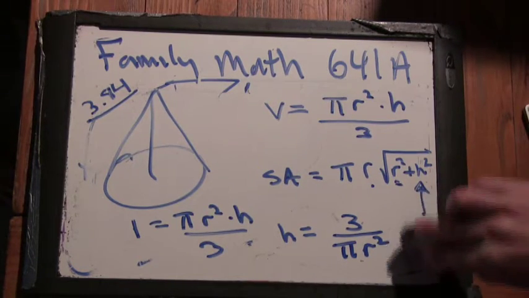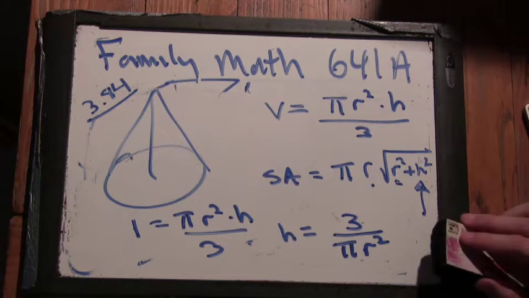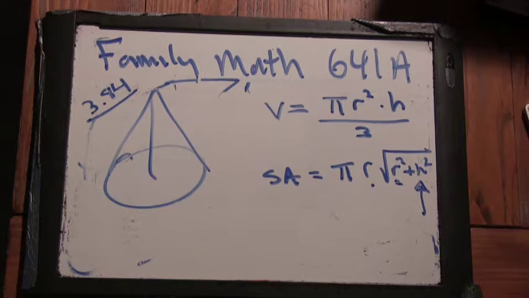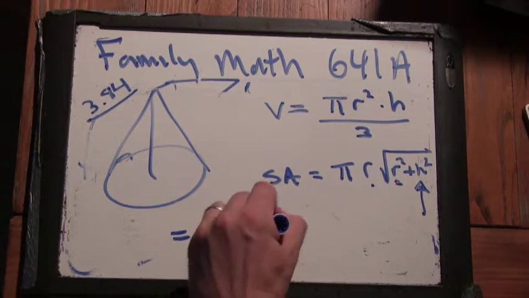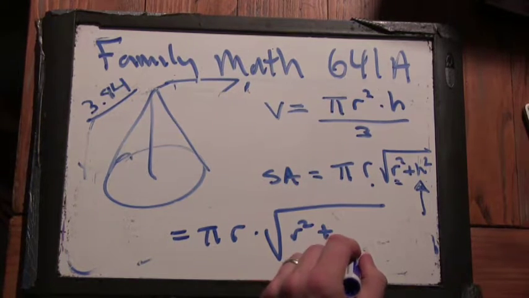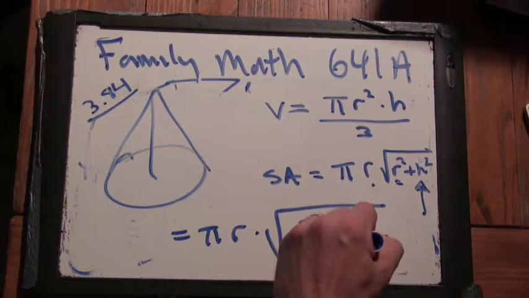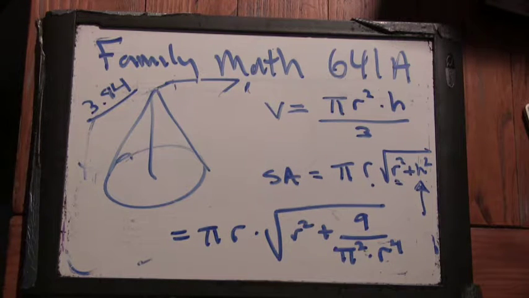Okay. So we can plug that into this formula. Remembering that h equals 3 over pi r squared, our surface area formula is pi times r times the square root of r squared plus h squared. Now h was 3 over pi r squared, so we got to square that: 9 over pi squared times r to the 4th. Now this looks like a pretty complicated formula.